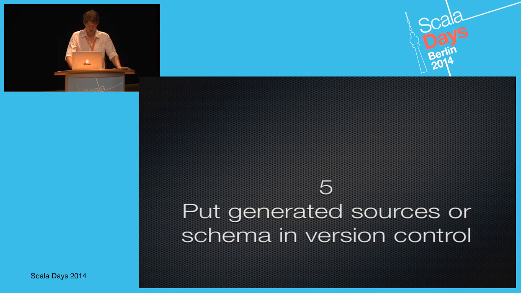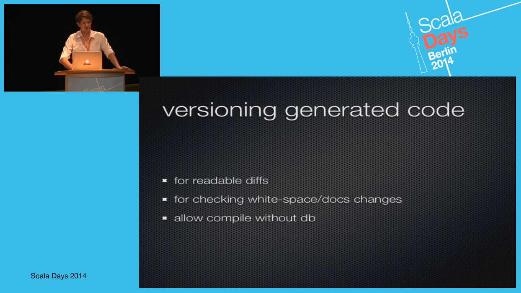And you should put your generated sources or the schema in some way in version control. First of all, if you have the code in your version control and you have a pull request or a commit, when somebody changed the code generator, it makes it very easy to see what the change actually was. People don't have to run the code generator in their mind. They can just look at how the generated code changed.